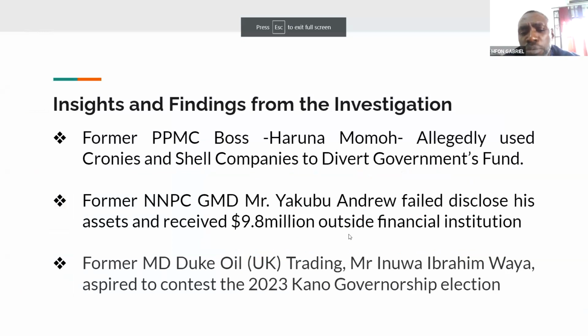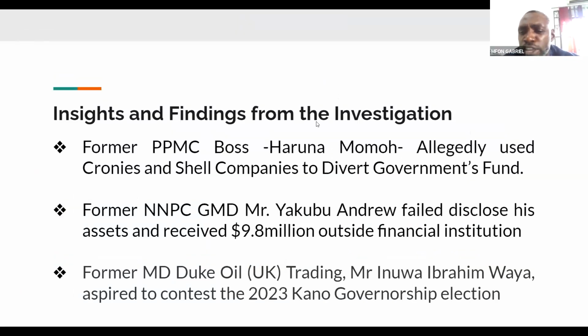Also within this period, we observed that the former NNPC GM, Yakubu Andrew, stashed about $9.8 million in his house. Most of this money was gotten within this period of this crude swap. And this money did not pass through the financial institution. The Economic and Financial Crimes Commission, another anti-corruption agency of the country, took up this case to the court. But unfortunately, they could not establish how this man got this money. They were just saying that the money didn't pass through the financial institution. There were no actual facts to nail this man. So the court just acquitted the man.